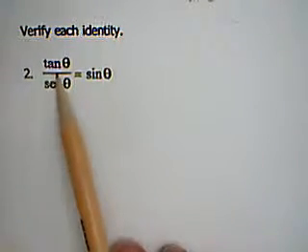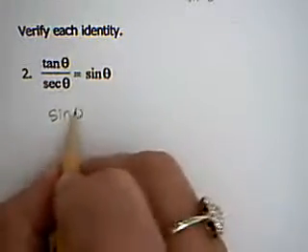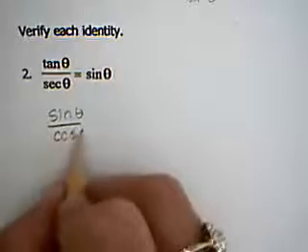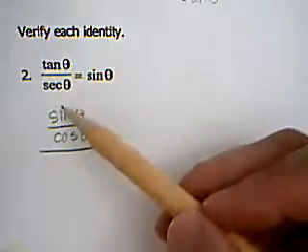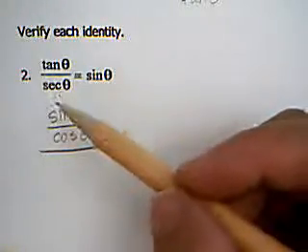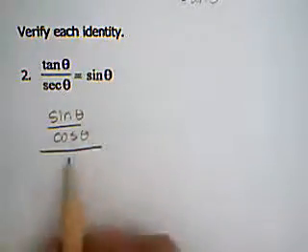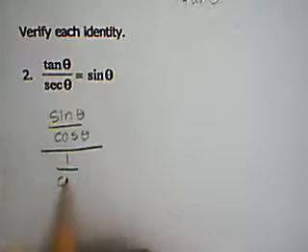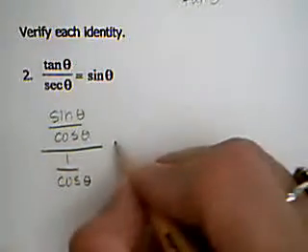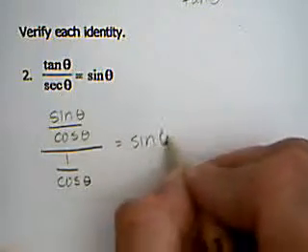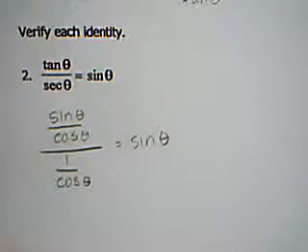Okay, I can rewrite tangent as sine over cosine, and I can also rewrite secant. If I remember, my reciprocal identity would be 1 over the cosine of theta. Okay, I haven't changed the value of my problem. I've just substituted in equivalent values.